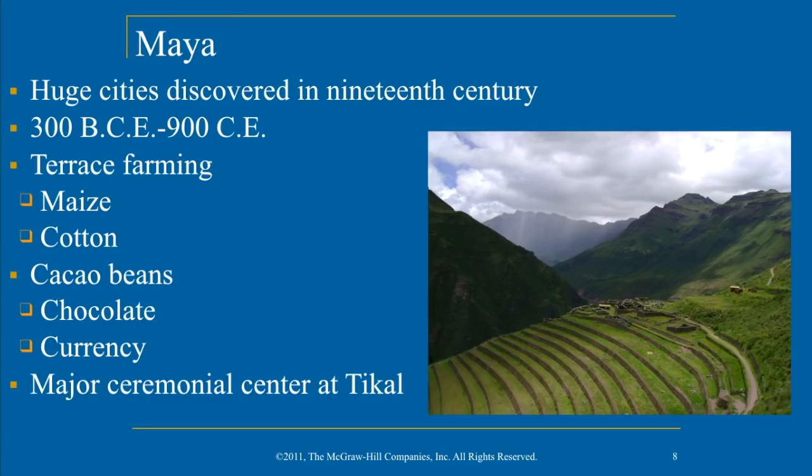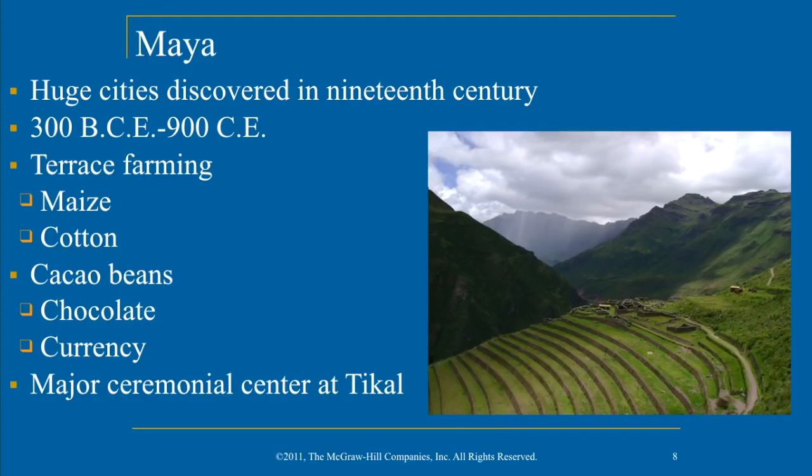That's the Maya. Now, the Maya had huge cities that we discovered in the 19th century, the 1800s, and we know that the Maya were around from 300 BCE to 900 CE. Their big contribution, different from the Olmecs, was terrace farming. The hills of the Mayan area are not really conducive to flat agriculture. As you water different crops, the water can run down. It doesn't seep into the soil. It pretty much just slides the crops away.